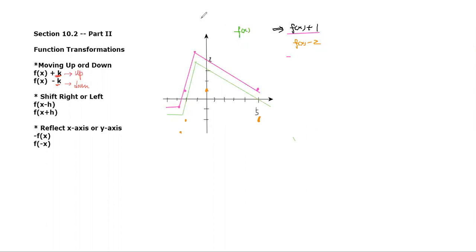Okay, so now let's try to graph it. This will be my graph here, right? That's what my golden graph looks like. That's what we talk about with moving up and down. If you add something, you shift the whole graph up. If you minus something, you move the whole graph down.